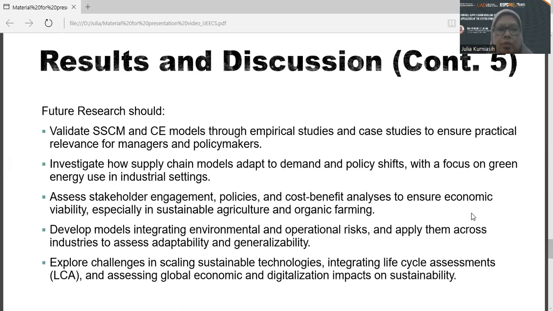3, assess stakeholder engagement, policies, and cost-benefit analysis to ensure economic viability, especially in sustainable agriculture and organic farming. 4, develop models integrating environmental and operational risks and apply them across industries to assess adaptability and generalizability. And the last, explore challenges in scaling sustainable technologies, integrating life cycle assessments, and assessing global economic and digitalization impacts on sustainability.